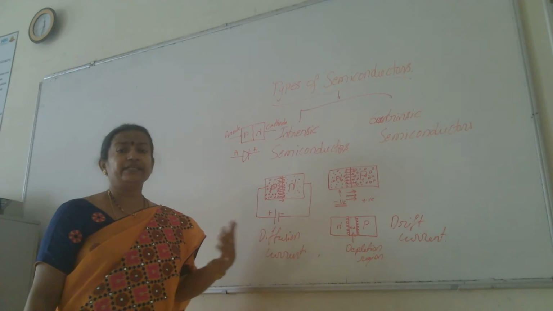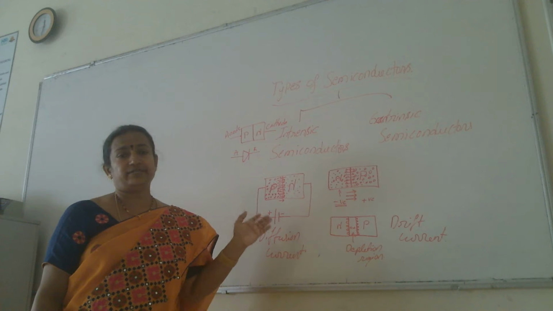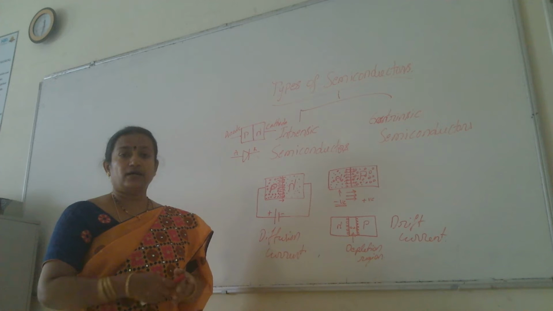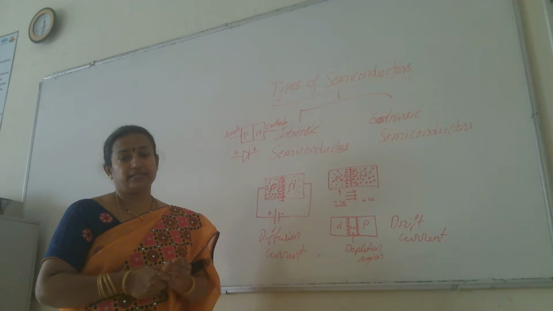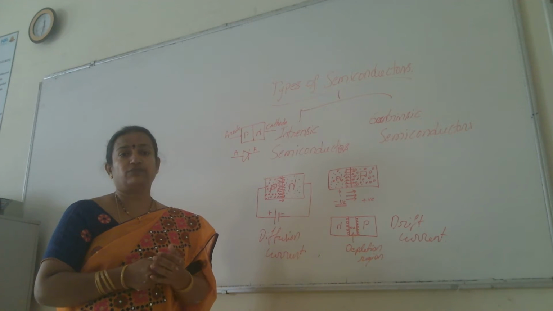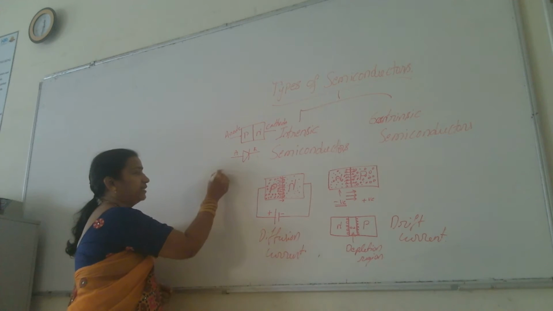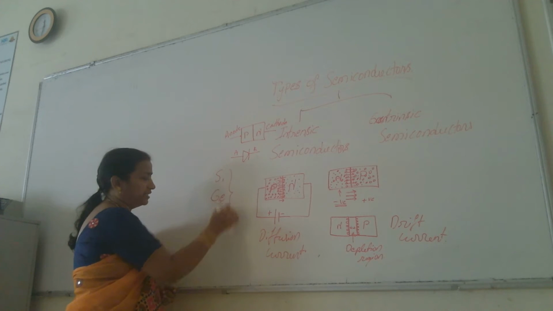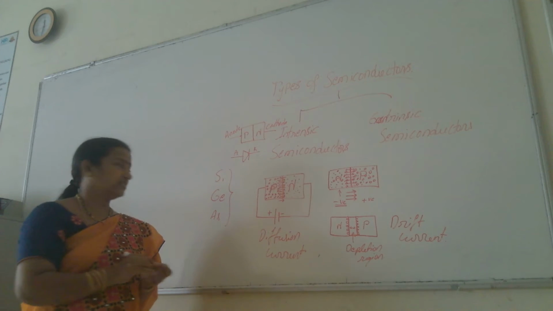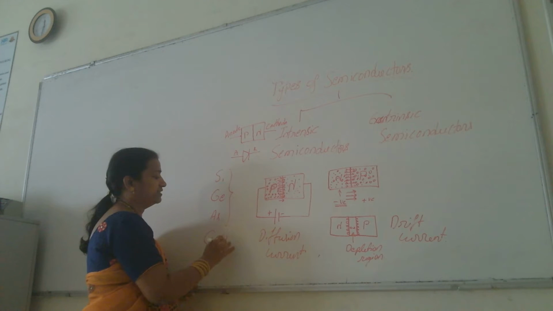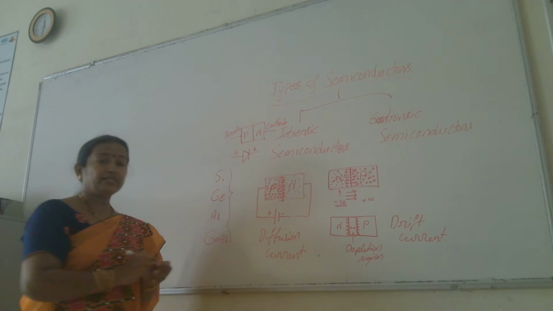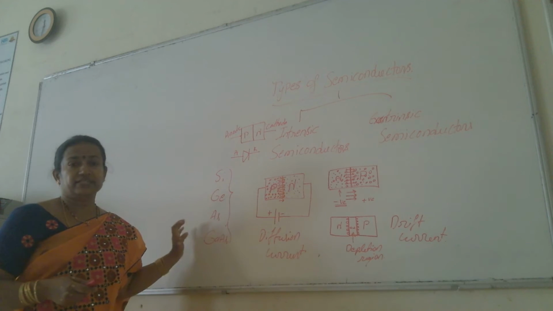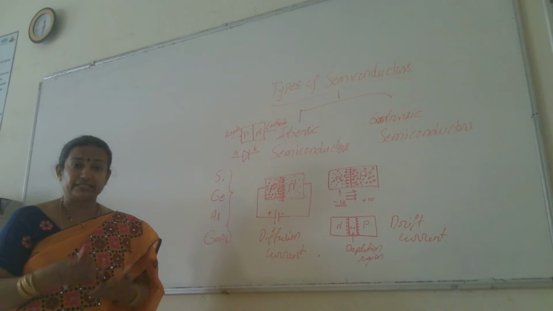So what are the different types of semiconductors? Intrinsic and extrinsic semiconductors are already over. In the periodic table we have semiconductors which have 4 electrons in the valence band. Those are silicon, germanium, and gallium arsenide. These are the different semiconductor materials. So semiconductor materials have 4 electrons in the valence band: silicon, germanium, gallium arsenide. These are all semiconductor materials.